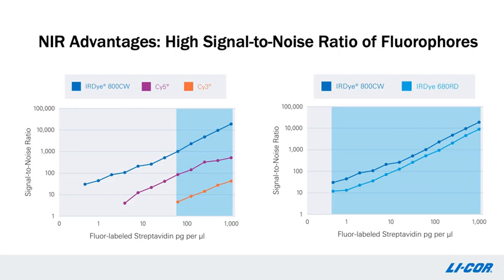On the right-hand side, IR dye 800CW and IR dye 680RD, both LI-COR dyes, are shown to have high signal-to-noise ratio over very large ranges. This indicates that these IR dye fluorophores are optimal for both membrane and cell-based assays.